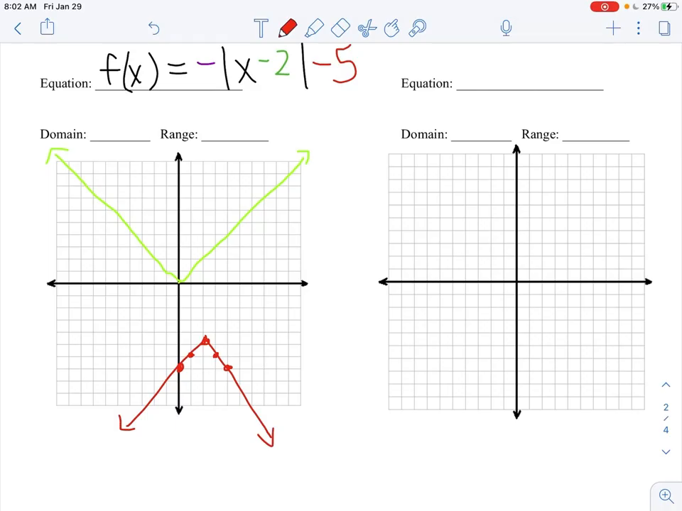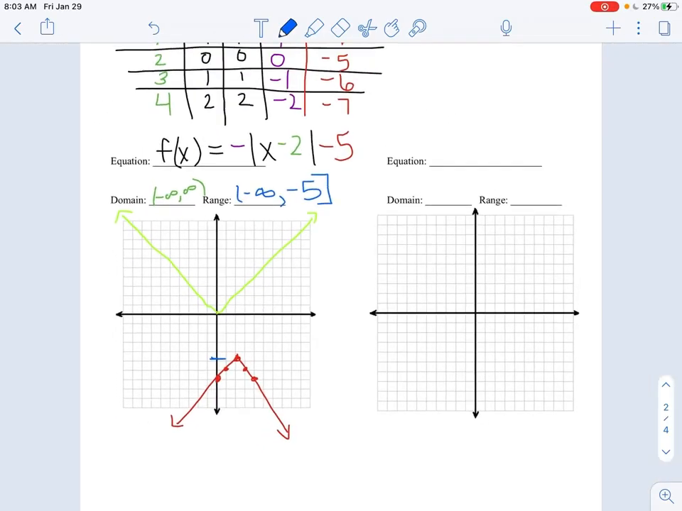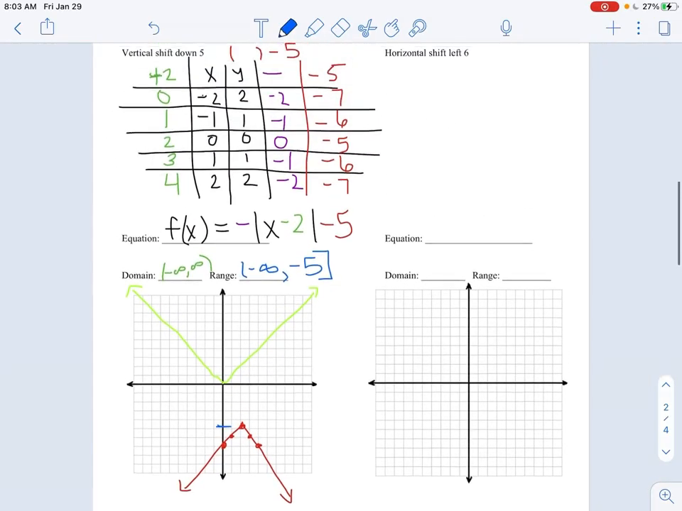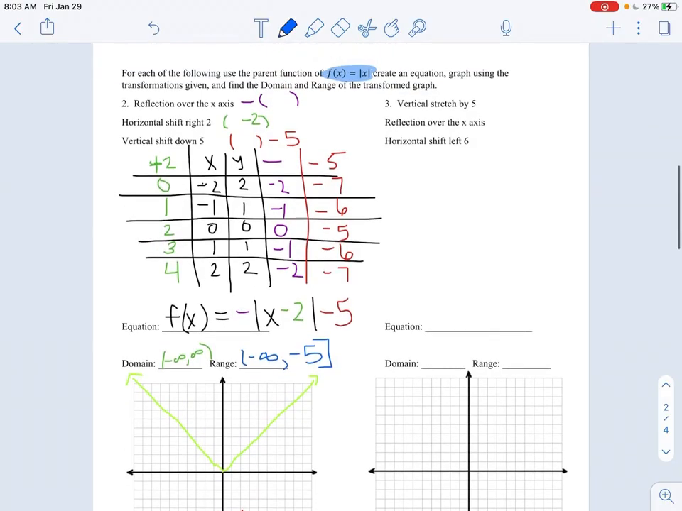So my domain, how far left to how far right? -infinity to infinity. My range, remember that's bottom to top. Well, my bottom, it's going down forever, so it's -infinity. See, our range is changing. And our top is -5 with a bracket. So since we did a reflection, that made our range kind of flip-flop, meaning that instead of the lower number having the bracket, our higher number has the bracket.